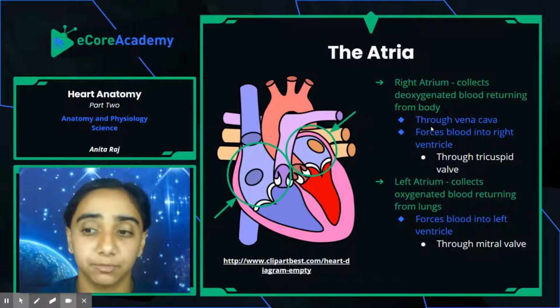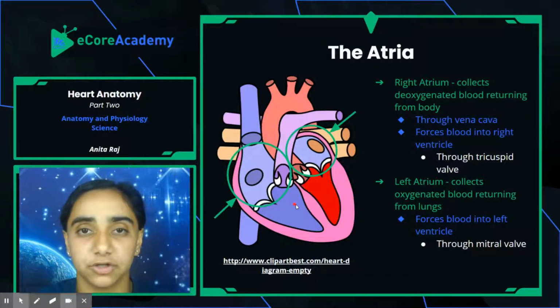And then what the right atrium does is to get that deoxygenated blood to the lungs, it forces the blood into the right ventricle. We're going to be going over the ventricle soon, but this right here, the second chamber of the heart, it is your right ventricle. It's positioned right below your right atrium. So what your right atrium does, like I just said, it forces blood into your right ventricle.